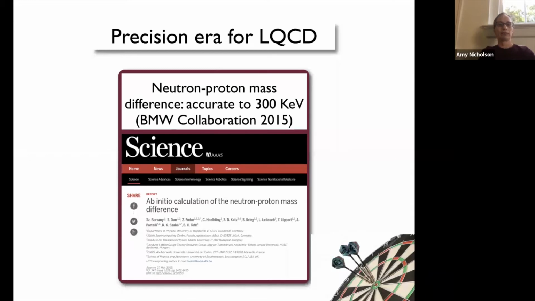Okay, and after, let's see, lattice QCD was largely developed starting in the 80s, so it's taken 40 years to get to this point, but we are finally in an era where we have big enough computers, good enough algorithms, and a good enough understanding of the theory behind it that we're actually starting to come up with results that are comparable to, and in some cases better than, experimental precision. So this is just to highlight an example from a few years ago of a measurement of the neutron-proton mass difference, which was accurate to 300 keV.